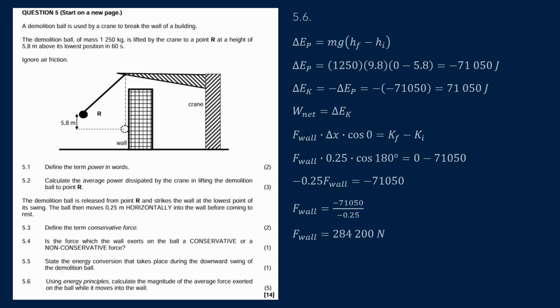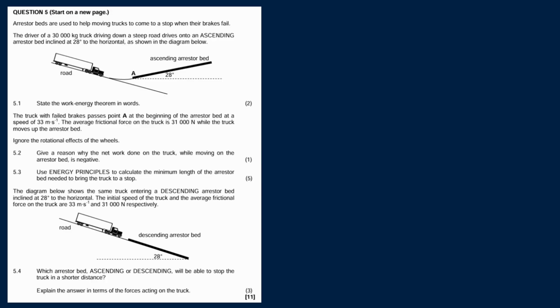Moving on to the last question paper in this video. This one states, arrestor beds are used to help moving trucks to come to a stop when their brakes fail. The driver of a 30,000 kilogram truck driving down a steep road drives into an ascending arrestor bed inclined at 28 degrees to the horizontal, as shown in the diagram below. 5.1. State the work energy theorem in words.